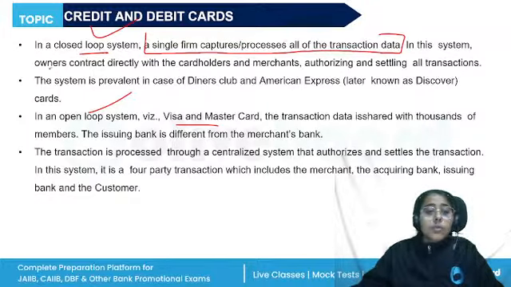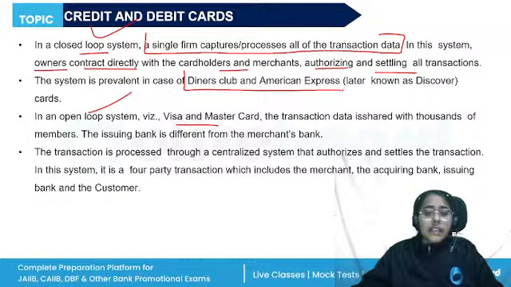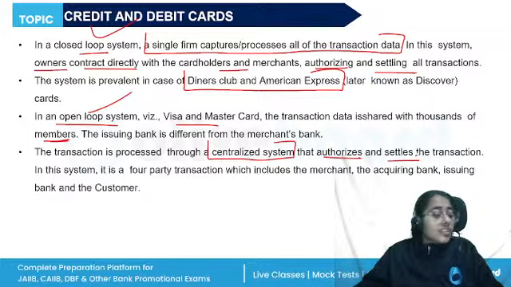In this system, owners contract directly with the cardholders and merchants, and they authorize and settle all the transactions. For example, it is prevalent in the case of Diners Club and American Express. Then, if we talk about the open loop system, the transaction data is shared with thousands of members, and the transaction is processed through a centralized system that authorizes and settles the transaction.